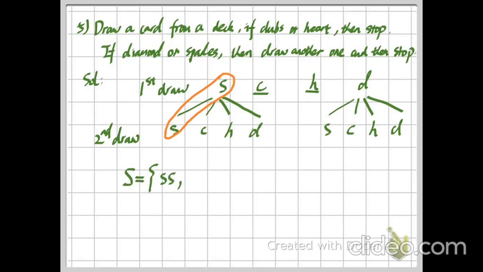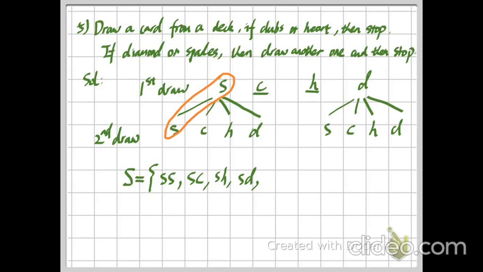And then we can move this to the one right branch. So SC, SH, and also SD. So these are the first 4 possible outcomes from this experiment. And then what's the next one?